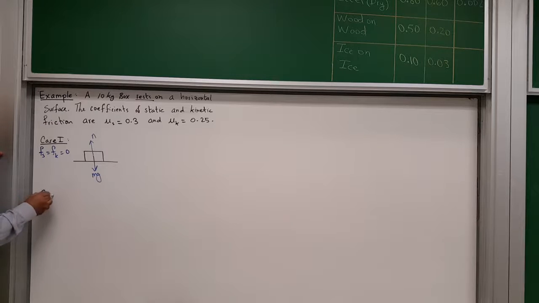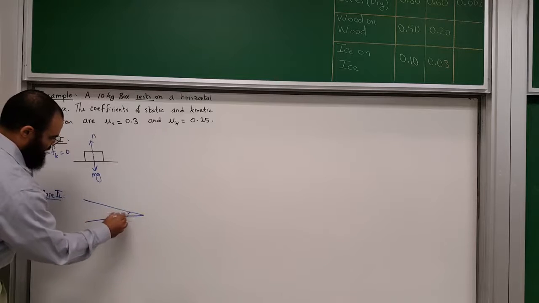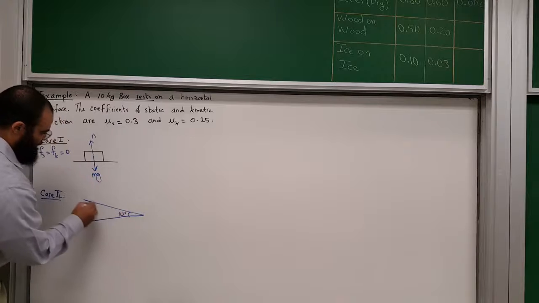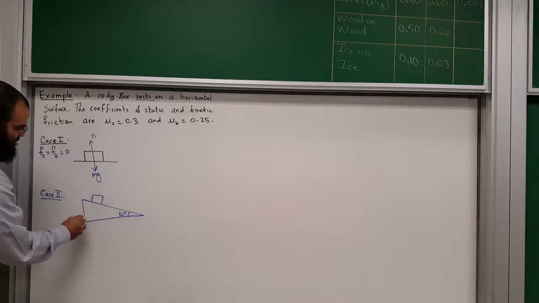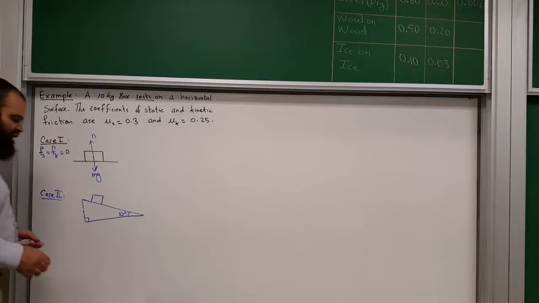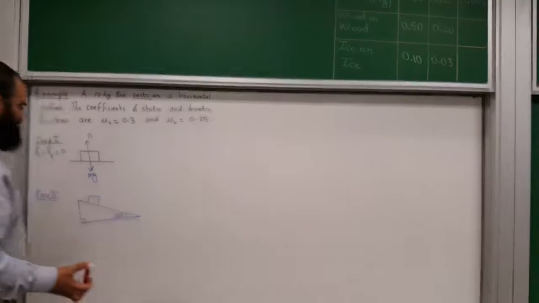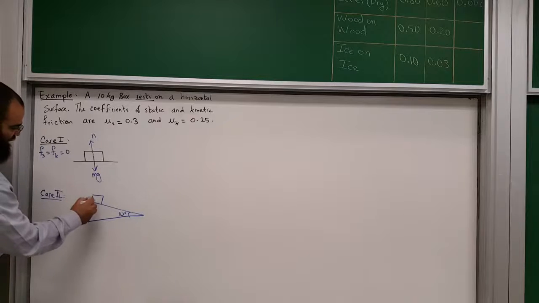So case 2, we'll make an incline. We'll take our box and incline the surface to some angle, let's say 10 degrees. Here's our box. So the first question is, will the box move? And the second question is, if it doesn't, at what angle do we need to tilt it to start moving? Before we do that, we have to analyze the following.